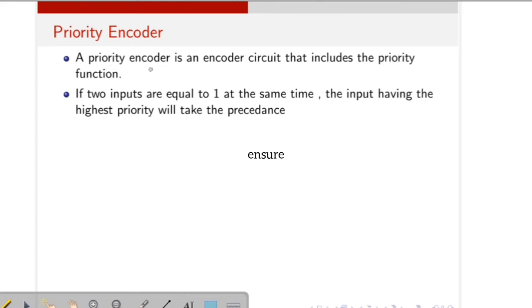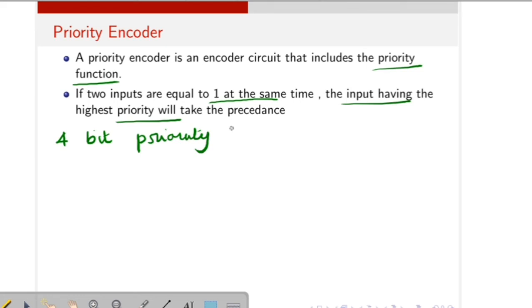A priority encoder is an encoder circuit that includes a priority function. That means if two inputs are equal to 1 at the same time, the input having the highest priority will take precedence. That means we give precedence to each input of the encoder. Here we design a 4-bit priority encoder. A 4-bit priority encoder has 4 inputs and 2 outputs. So we give priority to these 4 inputs.